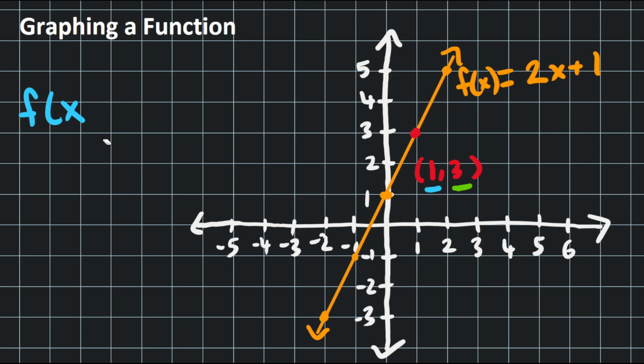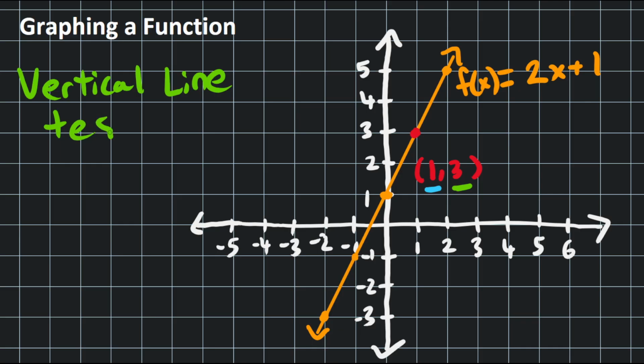We're going to learn about a new concept. It is called the vertical line test. What the vertical line test tells us is, if a graph passes the vertical line test, then the graph is a function. So if f of x equals 2x plus 1 passes the vertical line test, then it is a function. So how do we perform the vertical line test?